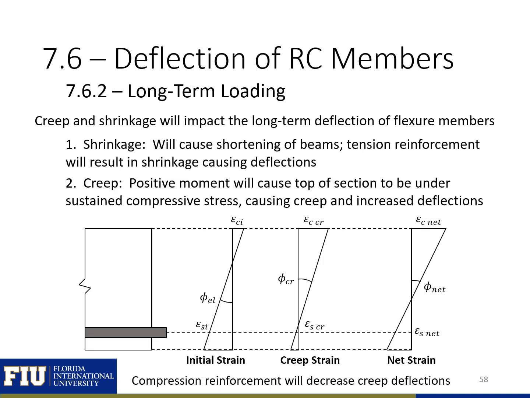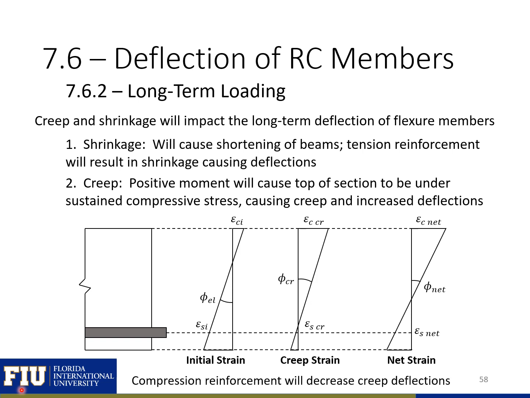Our positive moments, which are going to be on our beams, are going to cause the top of our sections to be under sustained compressive stress. This is going to cause creep in the top of our sections. And again, our reinforcement at the bottom is only going to decrease any creep effects on the bottom of our section, but not the top. So we're going to have creep due to our compression stress in the top of the section, and this is going to increase or amplify our deflections.